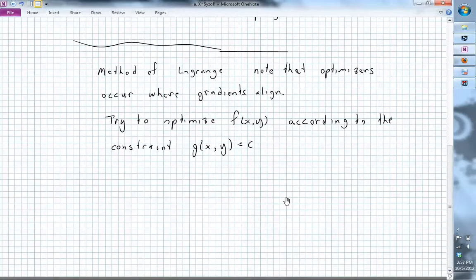This is all going to be much clearer when I do the first example. So just bear with me. Suppose I want to optimize f of xy according to some constraint g equals c. That's exactly what was going on in the first picture here.